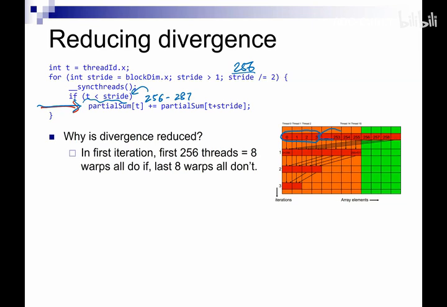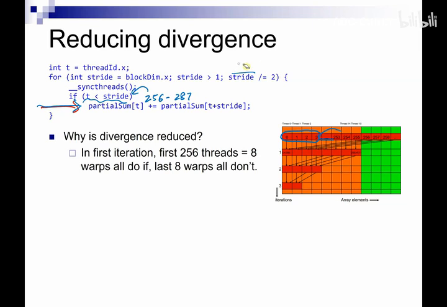So what I'm showing here is that for all of the warps in the first iteration, they either all satisfy the condition or they all do not satisfy the condition. Therefore, there's no branch within the warp. There's only a single branch within the warp. Either you do this instruction or you don't do this instruction. So there's no divergence in the first iteration.